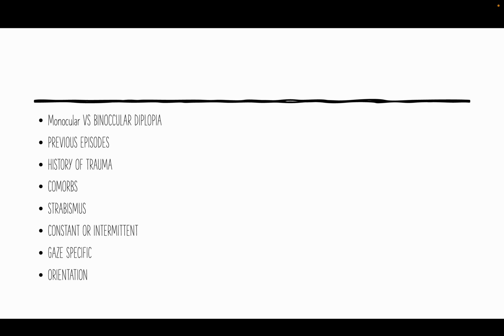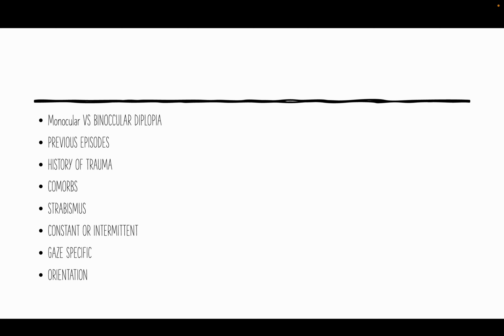what kind of diplopia. This will help guide you on the diagnosis and what the possibilities are, because monocular is mostly ocular, binocular is mostly neurological. Any previous history of trauma will tell you there is a neurological cause. Comorbidities will tell you about ischemia. Strabismus: constant or intermittent. Gaze: if there is any specific gaze, that is important. And orientation will tell you whether it is horizontal, vertical or torsional.